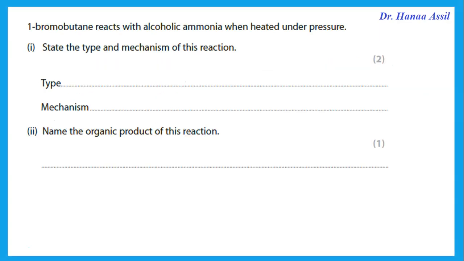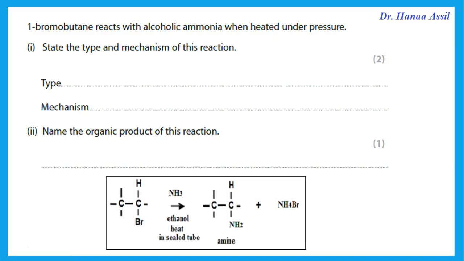1-bromobutane reacts with alcoholic ammonia when heated under pressure. State the type and mechanism of this reaction. Okay, remember, if I have halogenoalkane like 1-bromobutane, for example, and I'm reacting it with alcoholic ammonia, what happens is the ammonia replaces the Br. So this is a nucleophilic substitution. Remember, the type is substitution. The mechanism, how it actually works, is nucleophilic substitution.